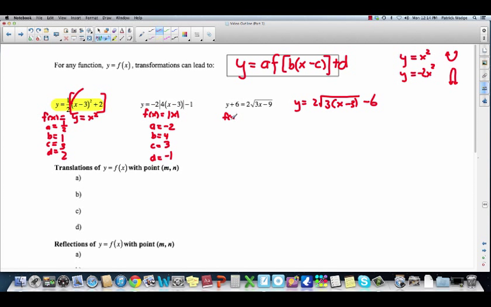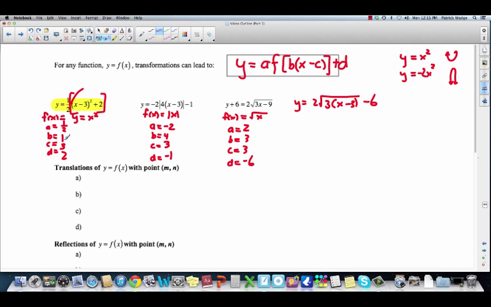F of x in this case, well, the basic function here is square root of x. The a value is out front, it's 2. The b value is inside the function, but it's in front of the x, so it's 3. The c value is 3, and the d value is -6.